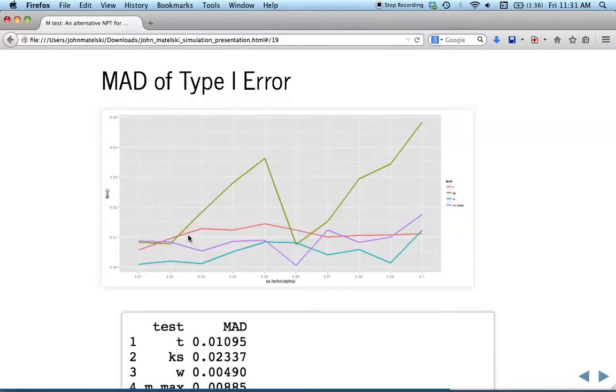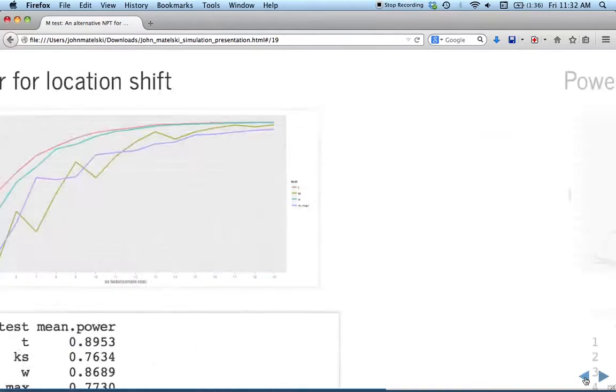But we see there are other changes. Before, the t-test was the most perfectly behaved. Remember, the red line sat down here near 0. And now that situation has flipped, and it is now second worst only to the KS test. Now, I do want to just go back and see what happened with the other two lines.